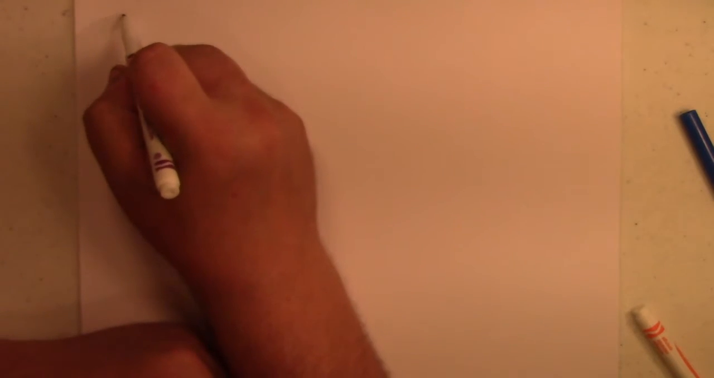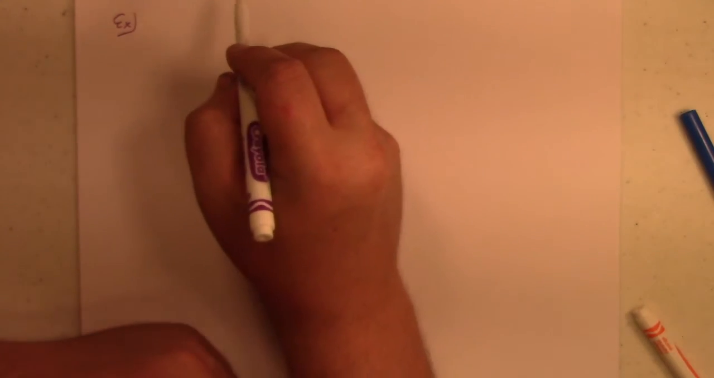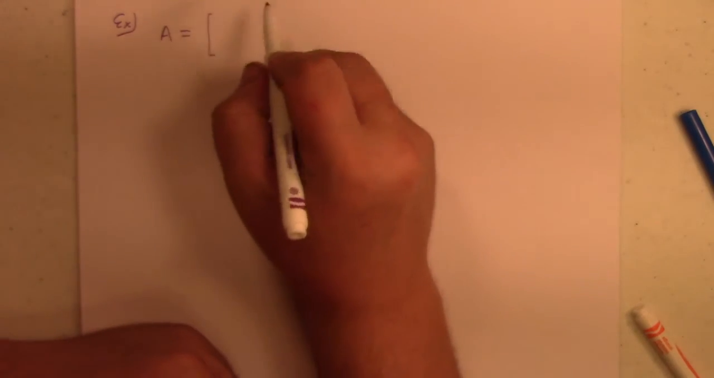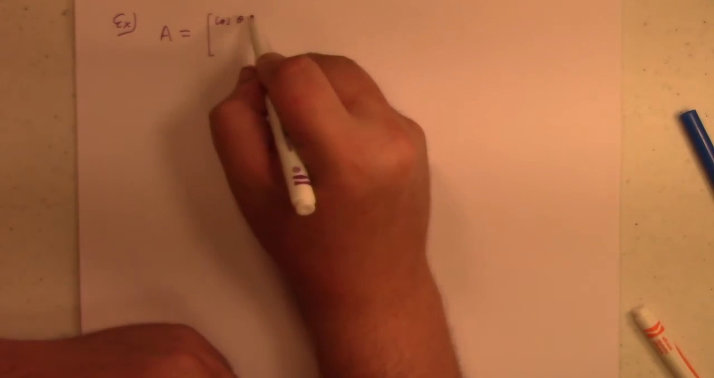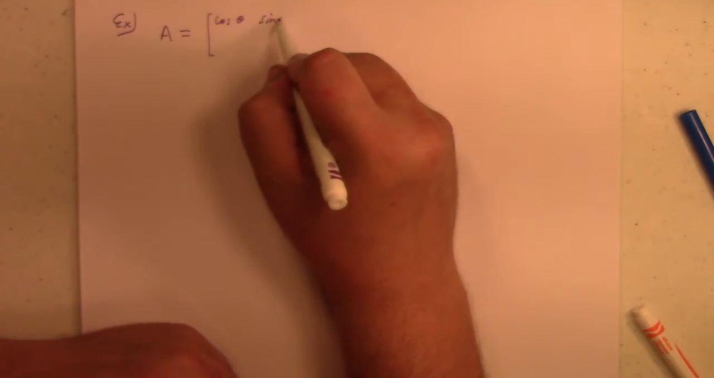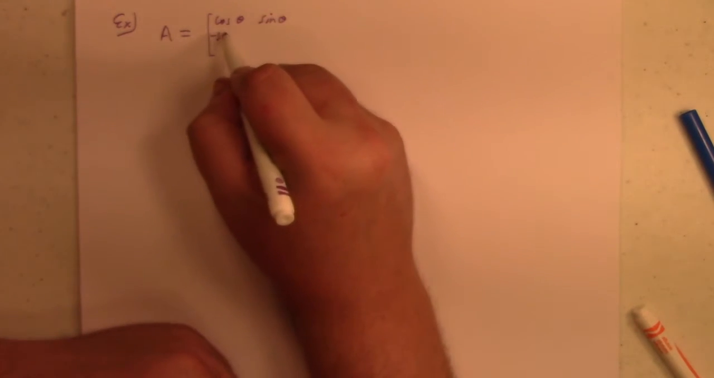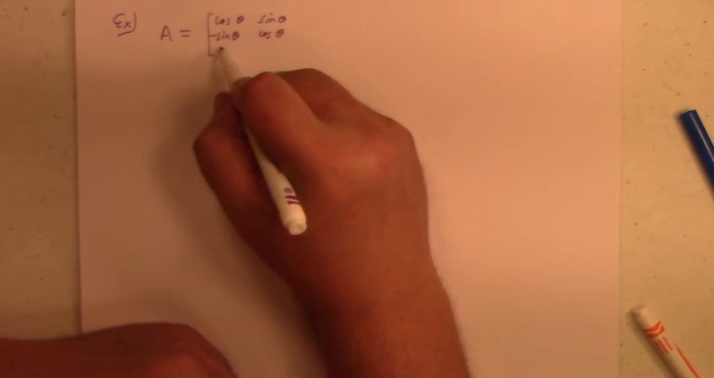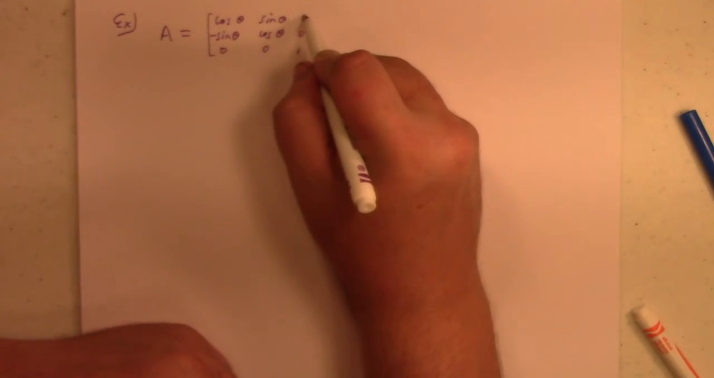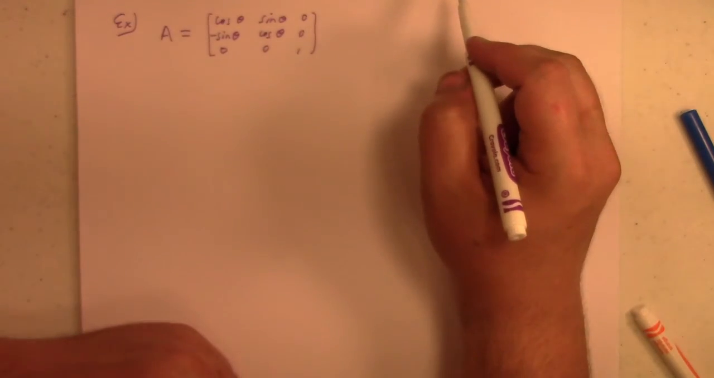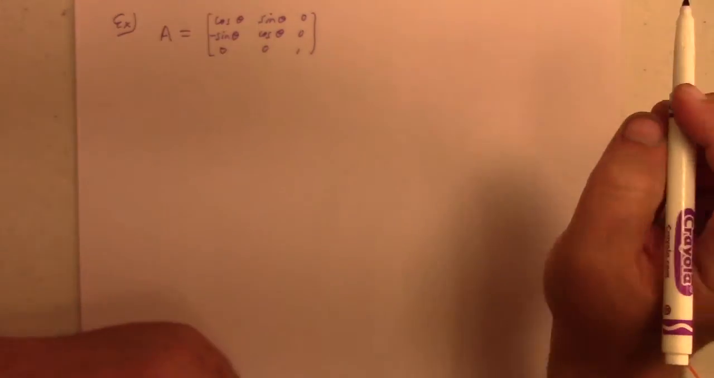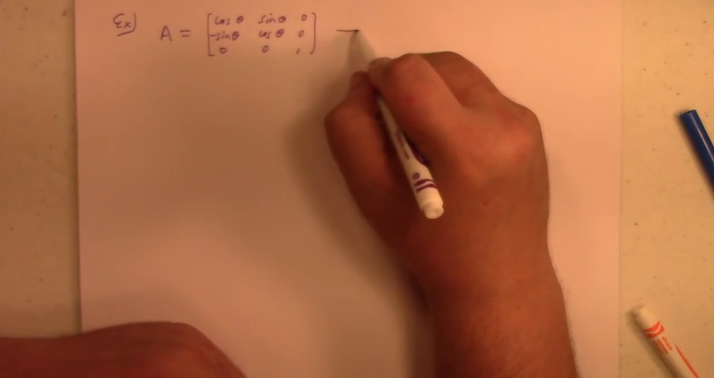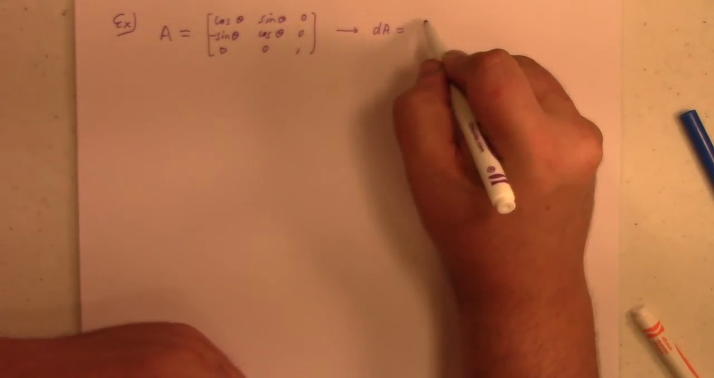So an example, an easy example, would be something like A equals cosine theta, sine theta, minus sine theta, cosine theta, 0, 0, 1, 0, 0. This, of course, is the attitude matrix of the cylindrical coordinate frame.